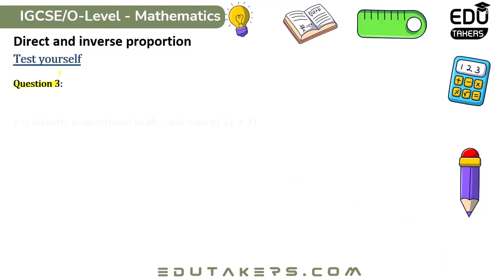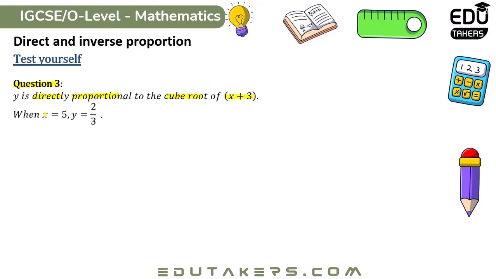Question number 3. Y is directly proportional to the cube root of x plus 3. When x is equal to 5, y is equal to 2 over 3. Find y when x is equal to 24. It's a 3 mark question.